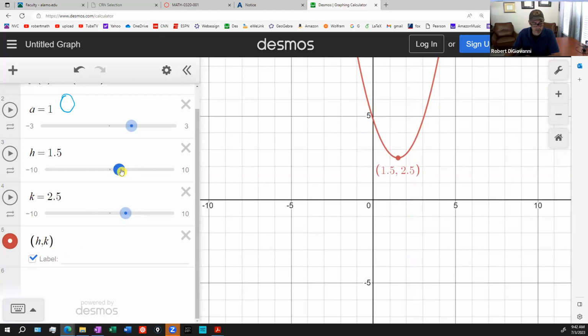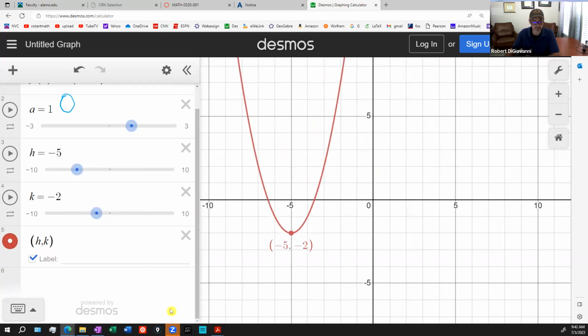Notice I have it showing you the value of that point. That point is the point (4, 3). Notice h is 4 and k is 3. Or I can move to the other side, (-5, -2). Here, h is -5, k is -2. So that's what's nice about the vertex form. With the vertex form, a controls the up and down of the parabola and its width, and then h and k just control your left and your right.